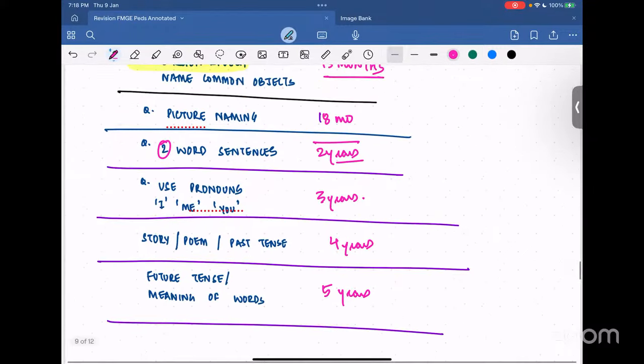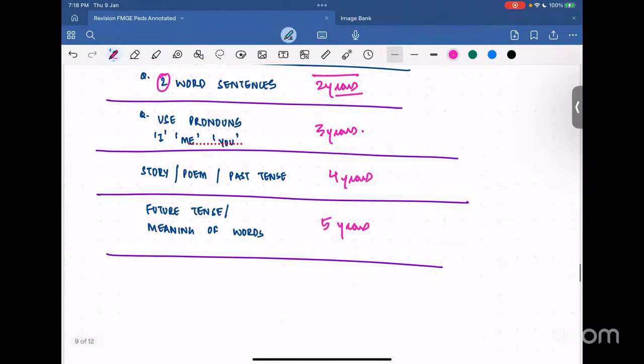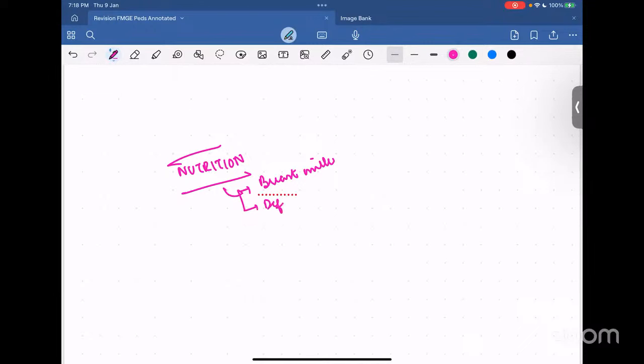So we have completed the general pediatric section of growth and development. Now moving to the nutrition segment, right? If I talk about nutrition, for your FMG exam, what is important is knowing breast milk, certain definitions associated with nutrition, like what is undernutrition, what is malnutrition, what is overnutrition, what is severe malnutrition, right? All of these definitions you need to know.